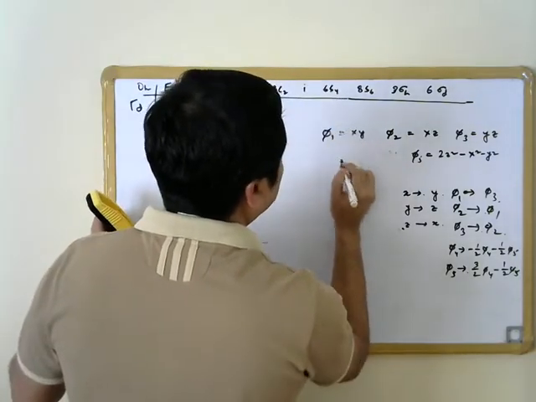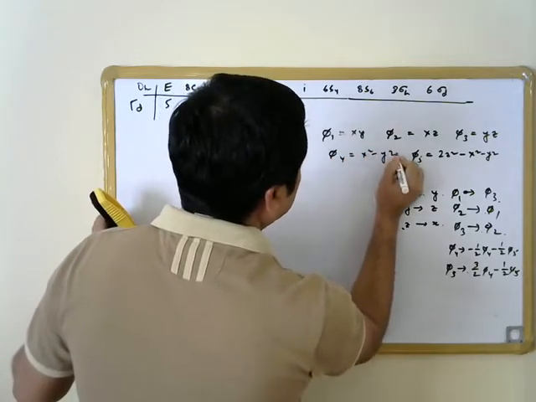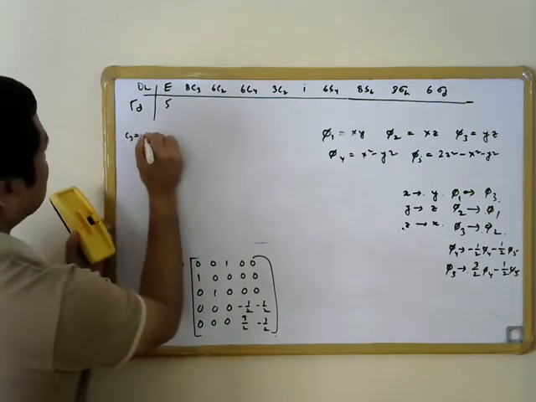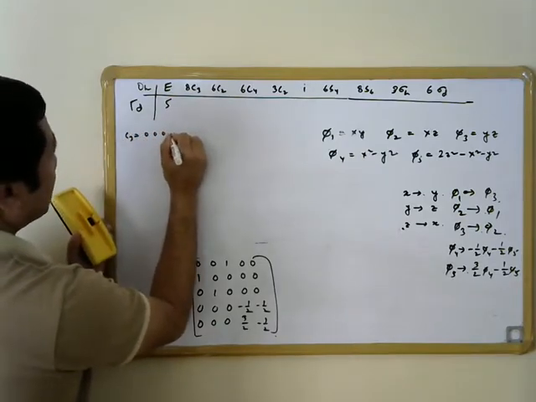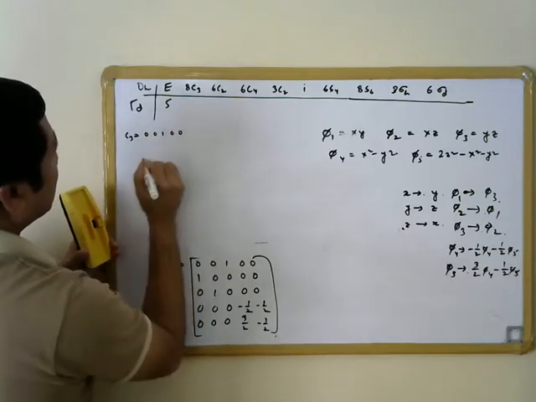So let's keep these and let's rewrite a matrix representation for C3 operation here.